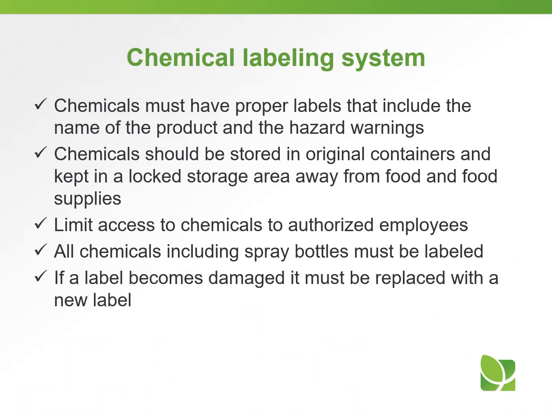Chemical labeling system. Chemicals must have proper labels that include the name of the product and the hazard warnings. Chemicals should be stored in original containers and kept in a locked storage area away from food and food supplies. Limit access to chemicals to authorized employees. All chemicals, including spray bottles, must be labeled. If a label becomes damaged, it must be replaced with a new label.